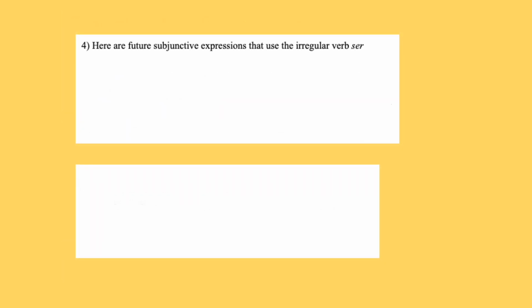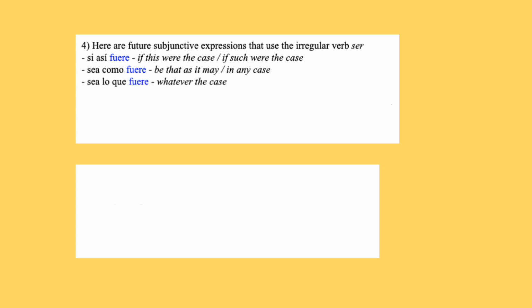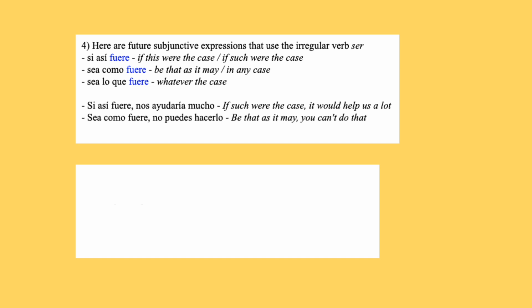Some future subjunctive expressions which use the irregular verb ser. Si así fuere, sea como fuere, sea lo que fuere. Some examples. Si así fuere, nos ayudaría mucho. Sea como fuere, no puedes hacerlo. Sea lo que fuere, por lo menos lo hice.